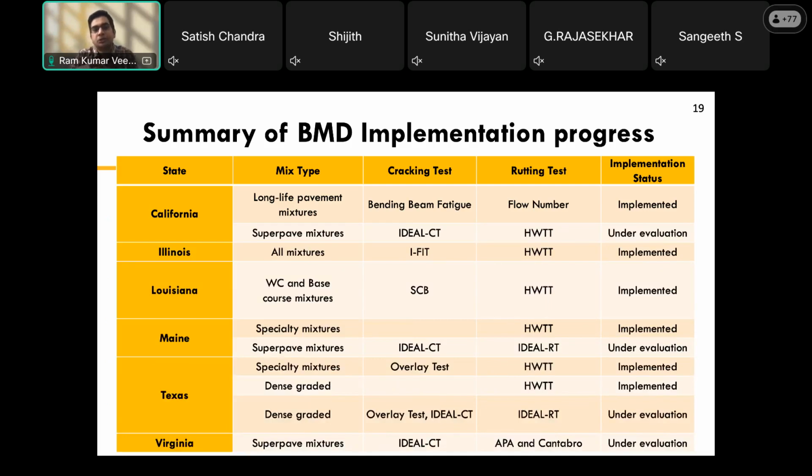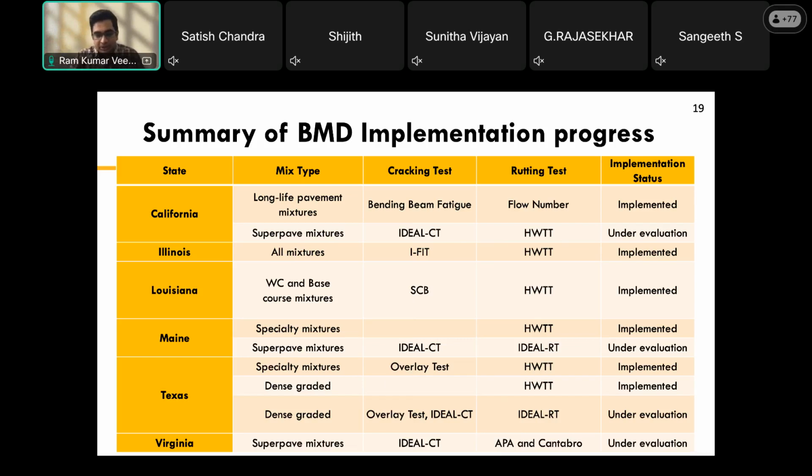So the table here shows the overall BMD implementation that's currently happening as we speak. These are some of the states' BMD implementation progress. As you can see, different state agencies have different needs for using the balanced mix design method, different cracking tests that they believe are more representative of their actual field performance, and respective rutting tests which simulate field conditions. And you see that all the states are at a different status of BMD implementation.